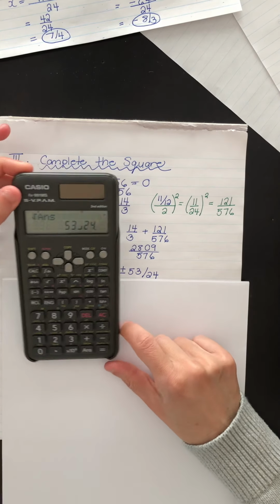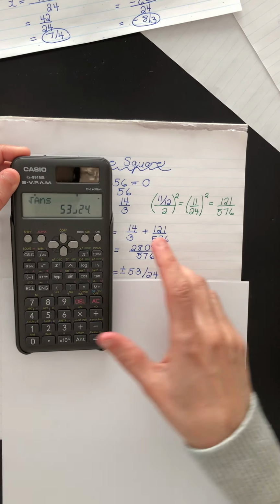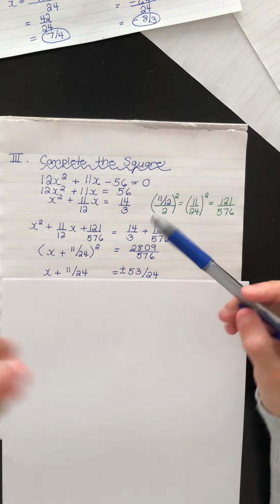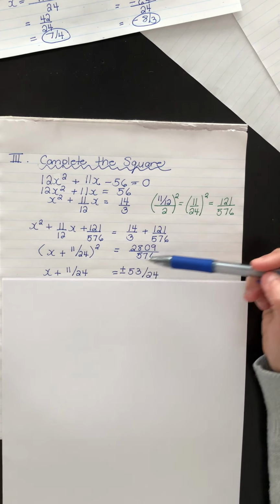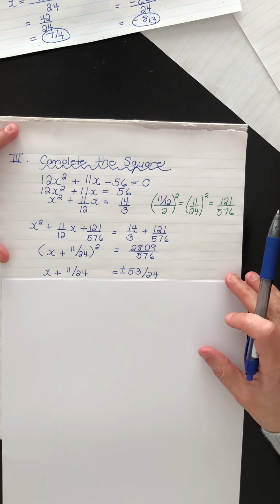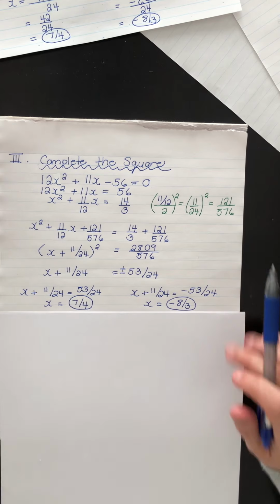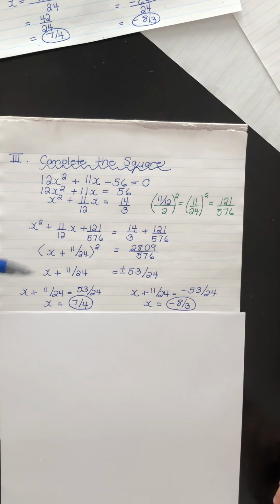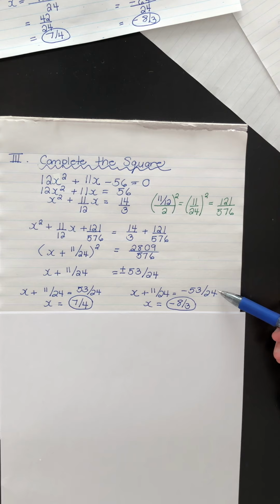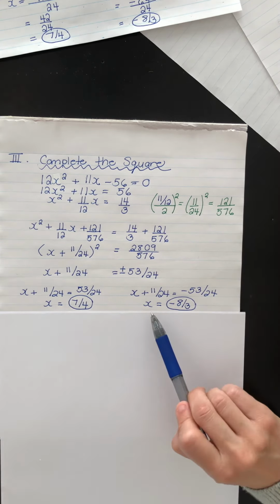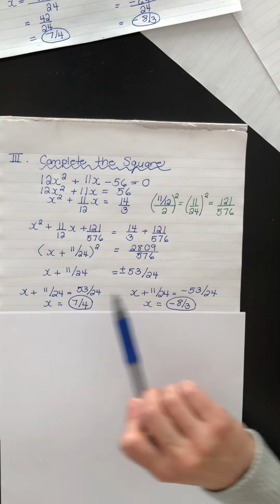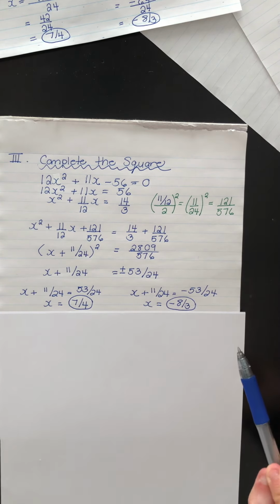Okay, so here we have our answer, 53 over 24. Do not forget to precede that answer with your plus or minus signs. Every time we take the square root, there will be two answers. Okay, and then we finish up in this way with positive 53/24 on the one side, and on the other side negative 53 over 24. So these x values are found in each case by subtracting 11/24.